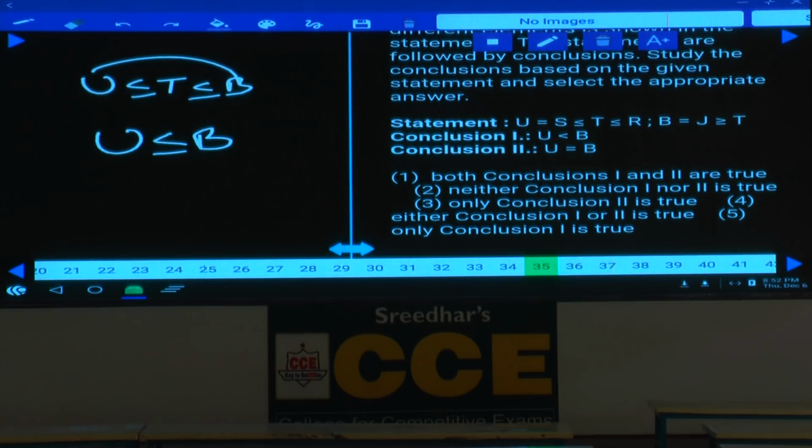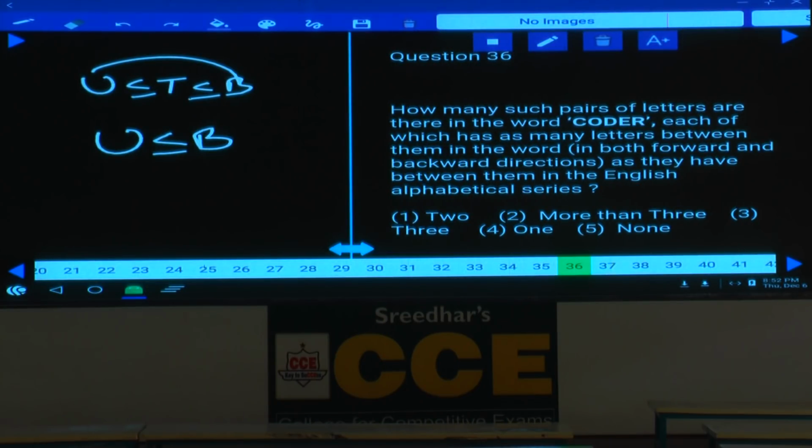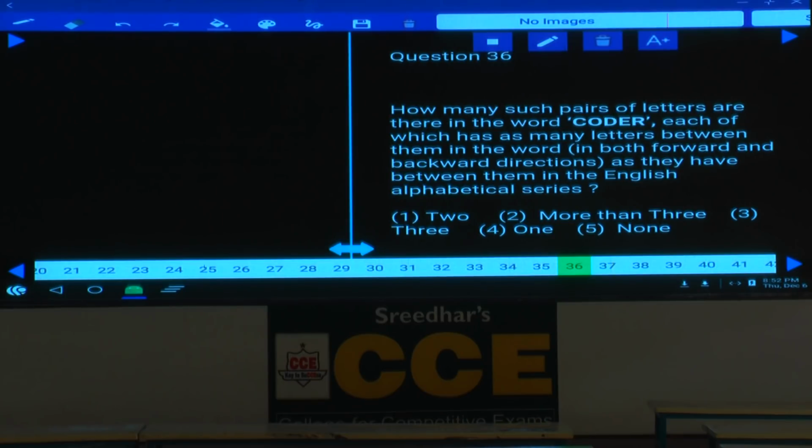Now in this question number 36, what is the given word here? CODER, coder is the word. Now in this word coder, how many such pairs of letters are there in the word? Each has as many letters between them as they have in the English alphabet. Now starting from C, if you count here, C, D, E, F, G, no letter is matching, O, P, Q and R. Now if you observe here between O and R, now in this word how many letters are there?